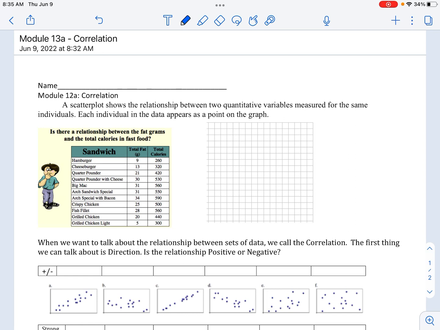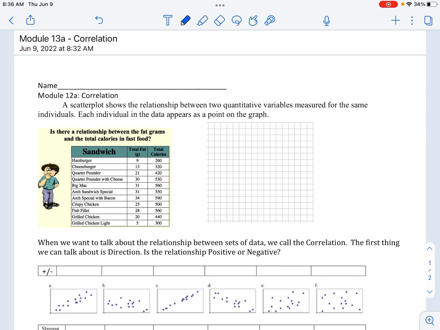So for 13A, when we're talking about correlation, one of the big things you need to understand is that it is basically taking data and turning it into a graph, kind of like the ones down here, and then deciding whether that relationship is strong or not so strong, and also whether it is positive or negatively correlated. All right, so we're going to talk about all those things today. We're going to start off with the concept of making the graph.